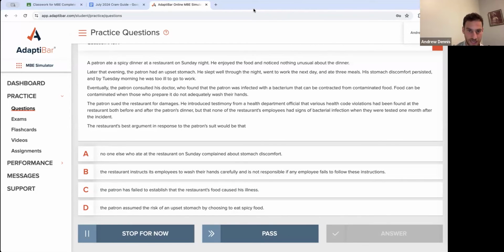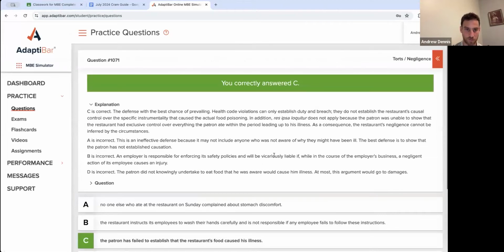A lot of people picked A. No one else who ate at the restaurant complained about stomach discomfort. Tempting answer, but that is evidence that there wasn't causation, whereas C is just saying overall that there wasn't causation. So I do feel like C is the strongest answer of the pack. C is correct. The defense has the best chance of prevailing.